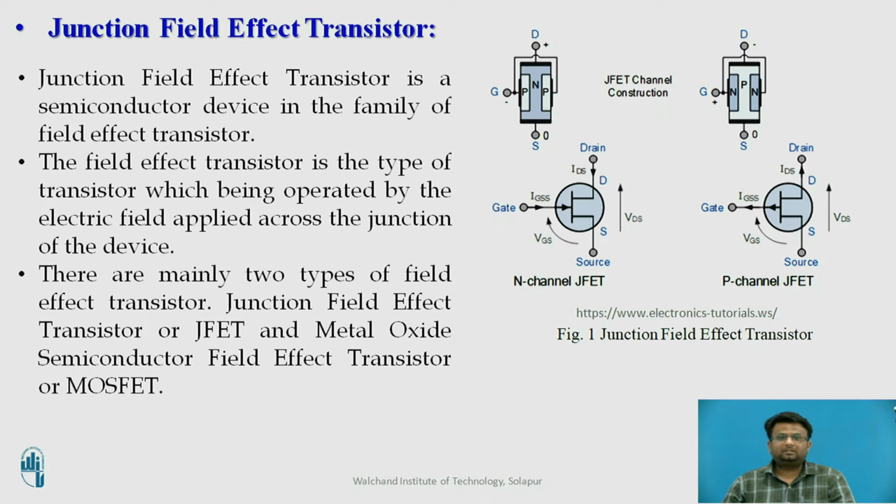The junction field effect transistor is a semiconductor device in the family of the field effect transistor. Field effect transistor is a type of transistor which is operated by the electrical field applied across the junction of the device. There are many types of field effect transistors, such as junction field effect transistor and metal oxide semiconductor field effect transistor, which is also known as a MOSFET.